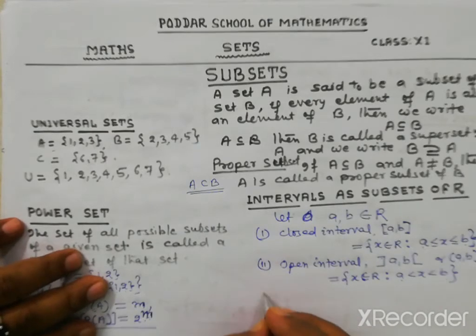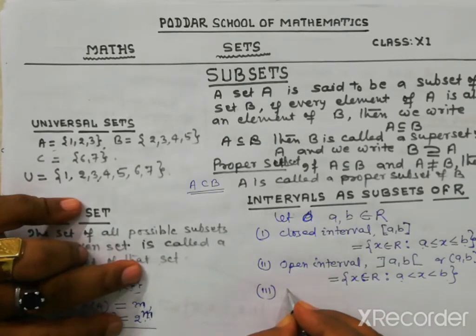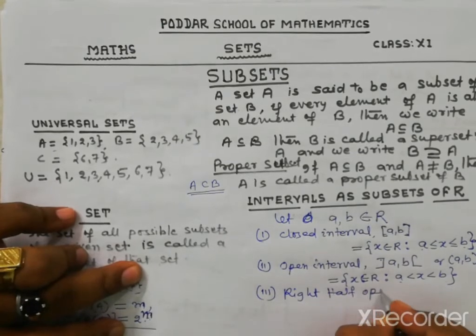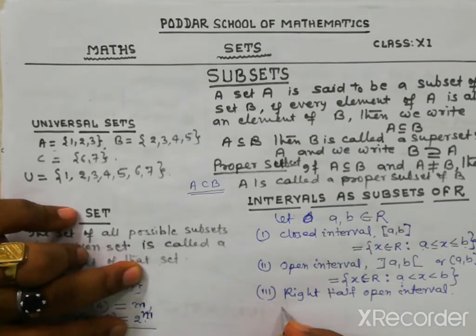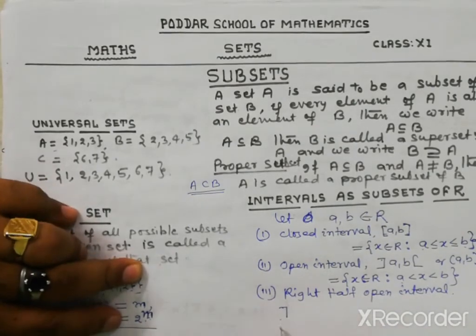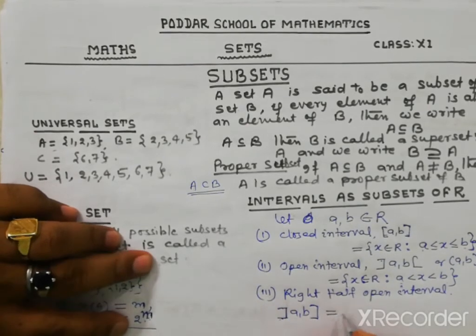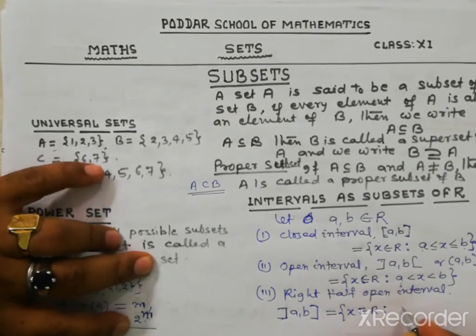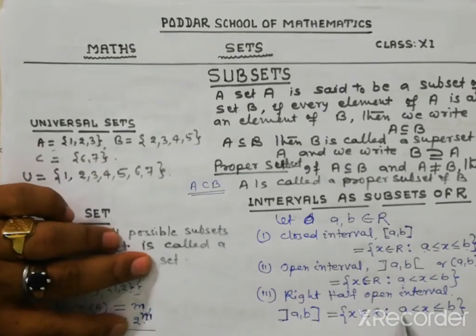Now the third one is the right half open interval. Right half open interval can be expressed as this, [a, b), where this side is closed and this one is open, which will be equal to all x such that x belongs to R such that a is less than x less than or equal to b. Here b will be included but a will not be included.